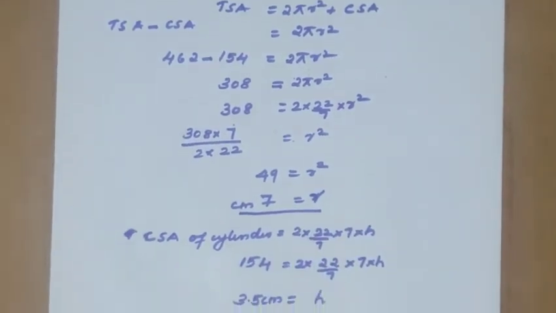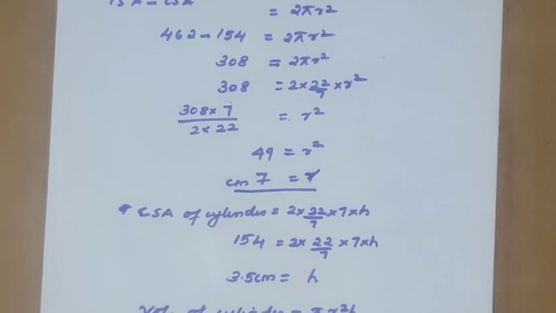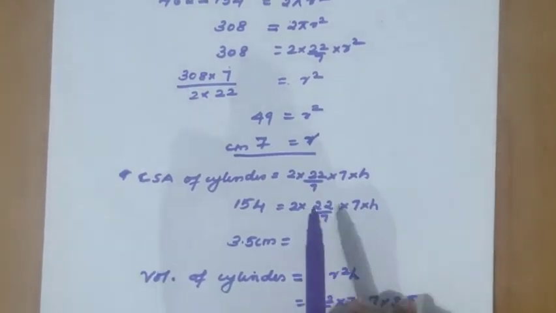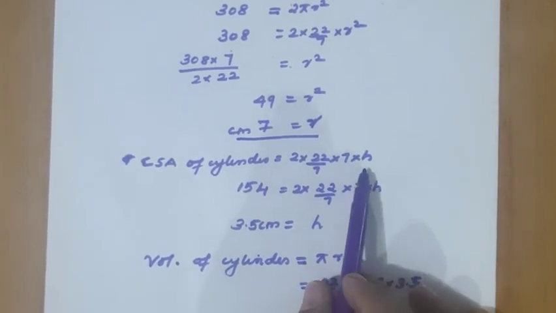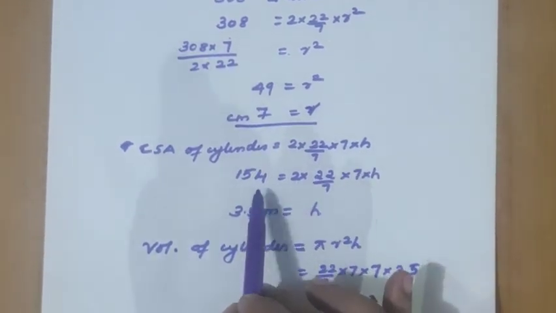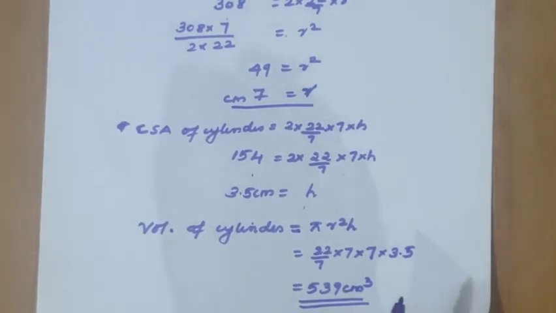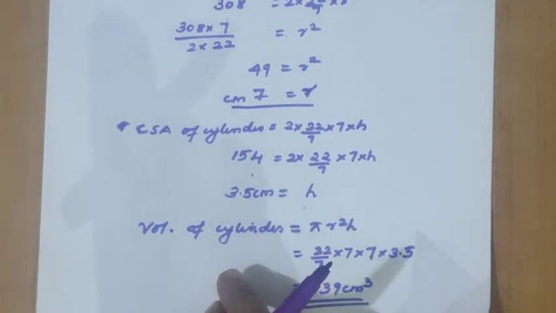Next, the curved surface area of the cylinder is given, so we can calculate h by using that. So 2 into 22 by 7 into 7 into h is equal to 154. So while solving, h is equal to 3.5 centimeter. Now what is the one more thing it is asked? It is asked that volume of the cylinder, that is the final question.